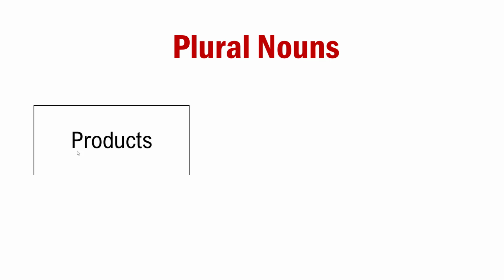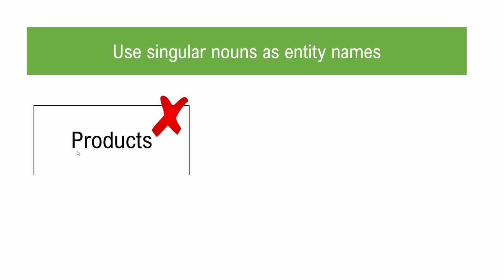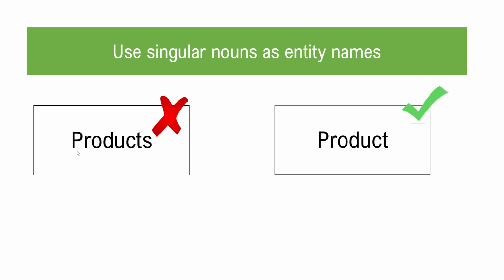Next mistake, using plural nouns. When we name our entities, products is not correct. More precise and more accurate is to use singular nouns because an entity represents a type of thing. So we always should use singular nouns such as product, not products.